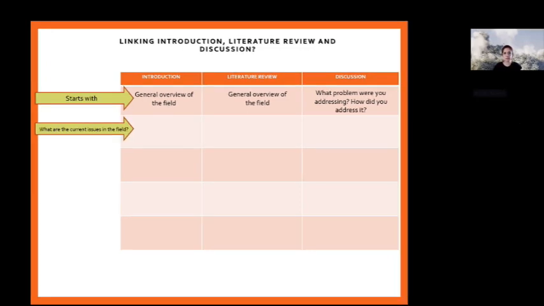Now you want to move on to what are the current issues in the field. Your intro is going to talk about some key papers because your introduction is shorter than the literature review. But your literature review is going to have a fuller set of papers. It's not going to be everything, obviously, but there'll be more papers than the intro. Then your discussion is going to talk about how you addressed these current issues.